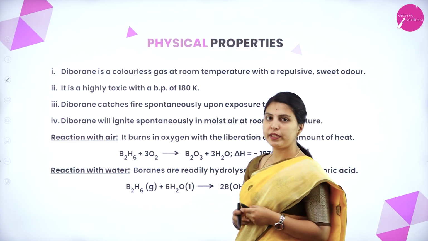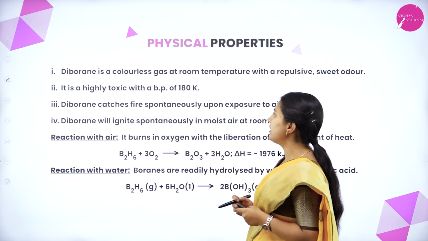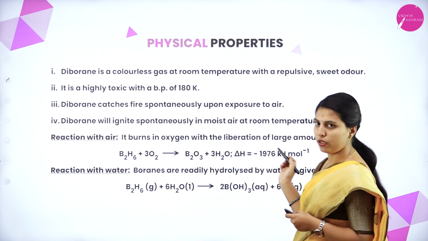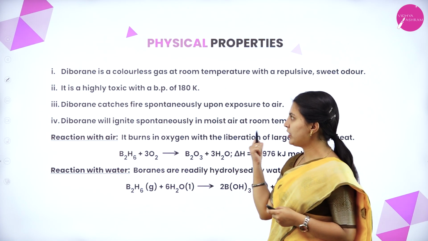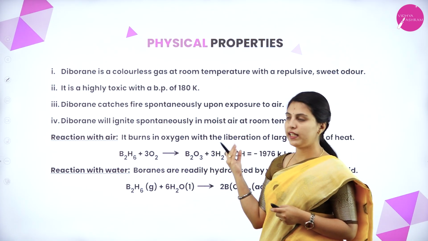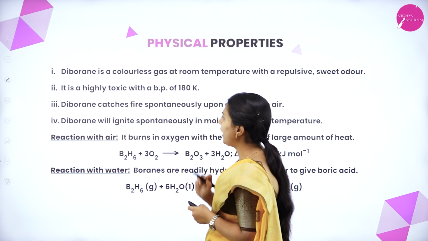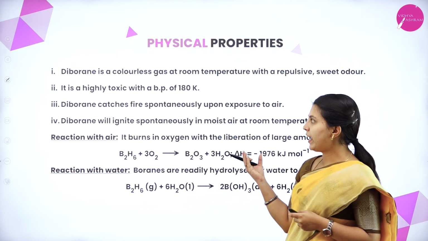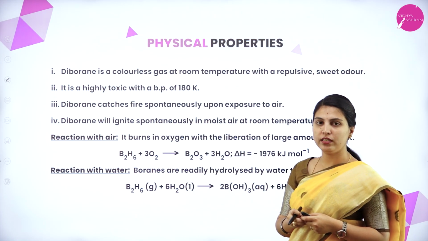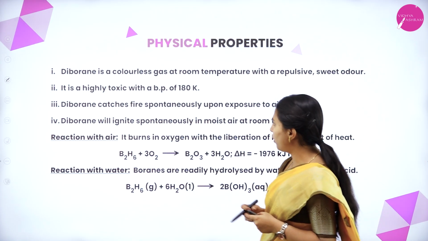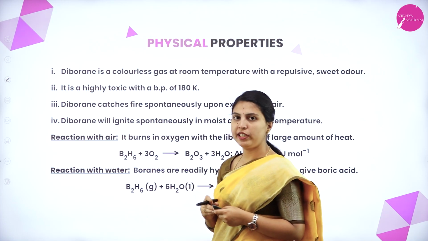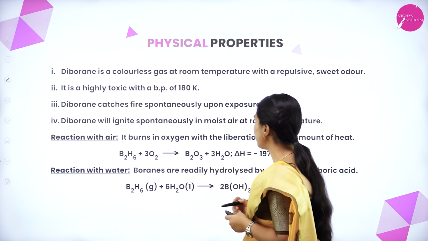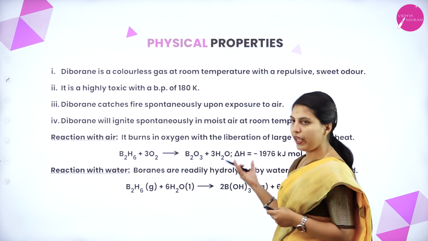Physical and chemical properties of diborane. Diborane is a colorless gas at room temperature with a repulsive sweet odor. Odor means smell. It has a sweet odor and is a colorless gas. It is highly toxic with a boiling point of 180 Kelvin. That gas is highly toxic, which is not good for our body, and it has a boiling point of 180 Kelvin. Diborane catches fire spontaneously upon exposure to air.